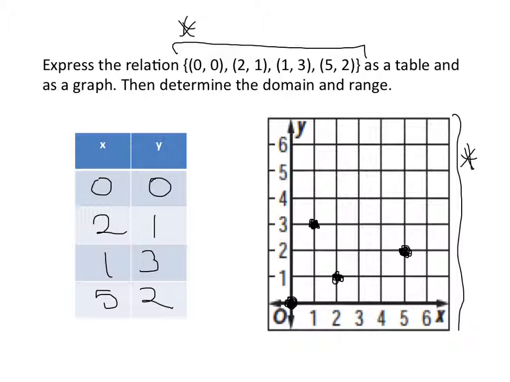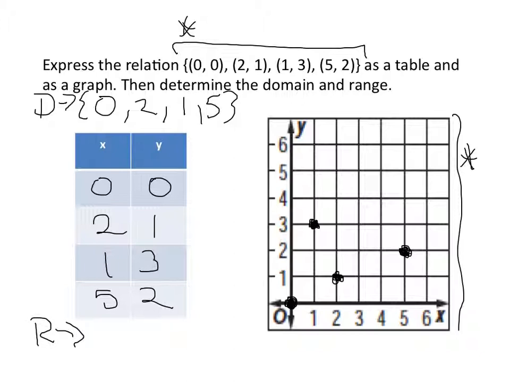Our last bit of work is to determine the domain. According to the definition, the domain is a set of x coordinates, and we can get that information from above in our ordered pairs or from the table below. First one's 0, second one is 2, next one is 1, the last one is 5. And that's how we write the domain using the fancy brackets. Next up is range. Range is just the opposite of domain. So that means that we're doing the set of y coordinates. And the first one is 0, next one is 1, then 3, then 2. And we're using the fancy brackets to state that this is a set of numbers.